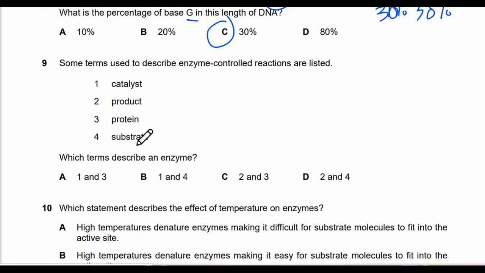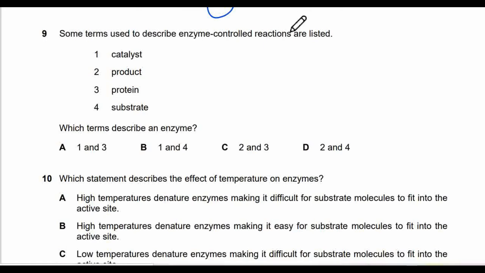Okay, question 9. Some terms used to describe enzyme controlled reactions are listed. Number 1, catalyst; 2, product; 3, protein; 4, substrate. Which terms describe an enzyme? So enzyme is a protein and is also a catalyst. 1 and 3 might be correct. Enzyme is not included in the substrate, so 4 is wrong. And enzyme is not included in the product, so 2 is wrong. Enzyme is a catalyst that speeds up the metabolic reaction. It is a protein and it is not included in the product, but it binds with the substrate.